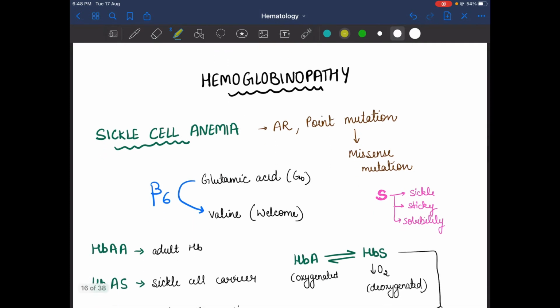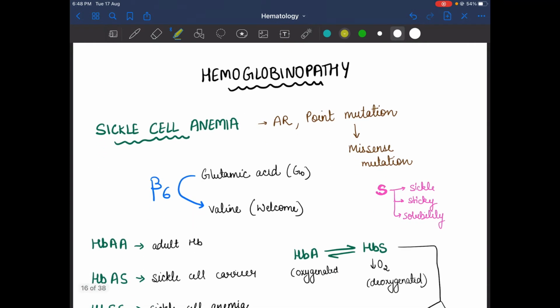Now next we move to the hemoglobinopathies. In the hemoglobinopathies, the first one is sickle cell anemia. As we all know, it is an autosomal recessive condition. For autosomal recessive we remember the trick, pasta chawal, in which S stands for sickle cell anemia. In sickle cell anemia we have a point mutation, that is a missense mutation.